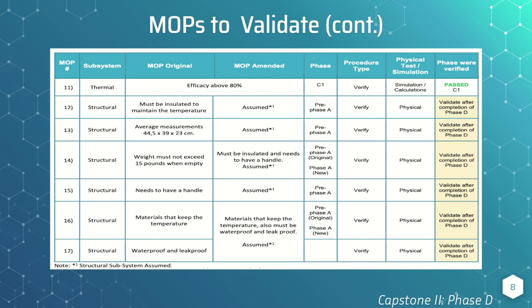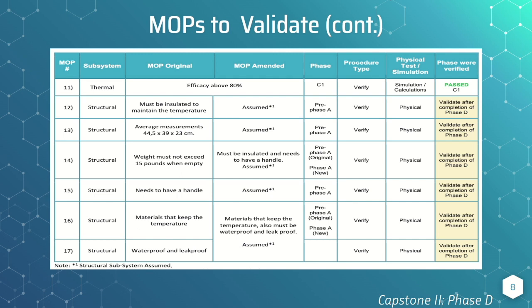The original MOPs were more about the volume, the measurements, and the weight that it needs for the door or handle. The materials need to keep a temperature, and be waterproof, leak-proof, and insulated. The MOP amendments were all mostly assumed, but for example, the weight had to be amended, as did the materials, and that it will be waterproof.